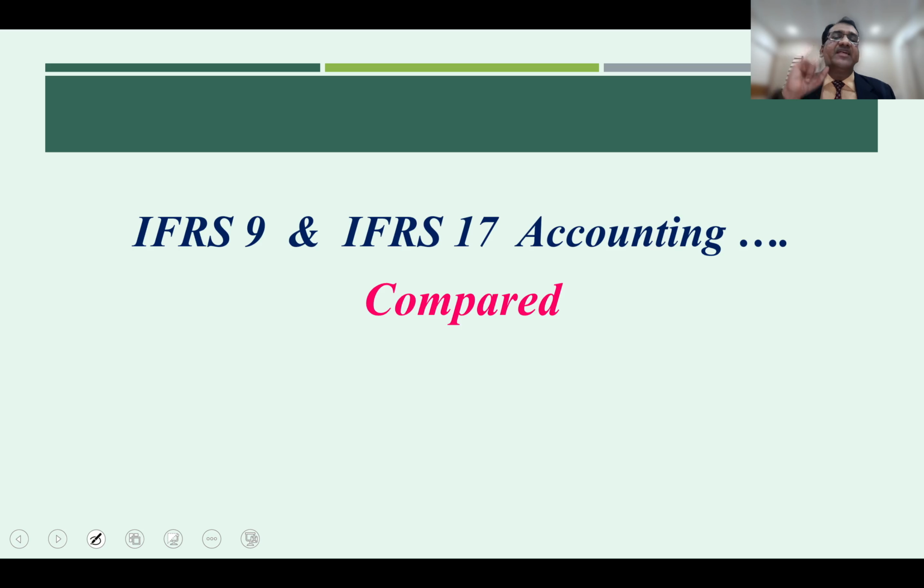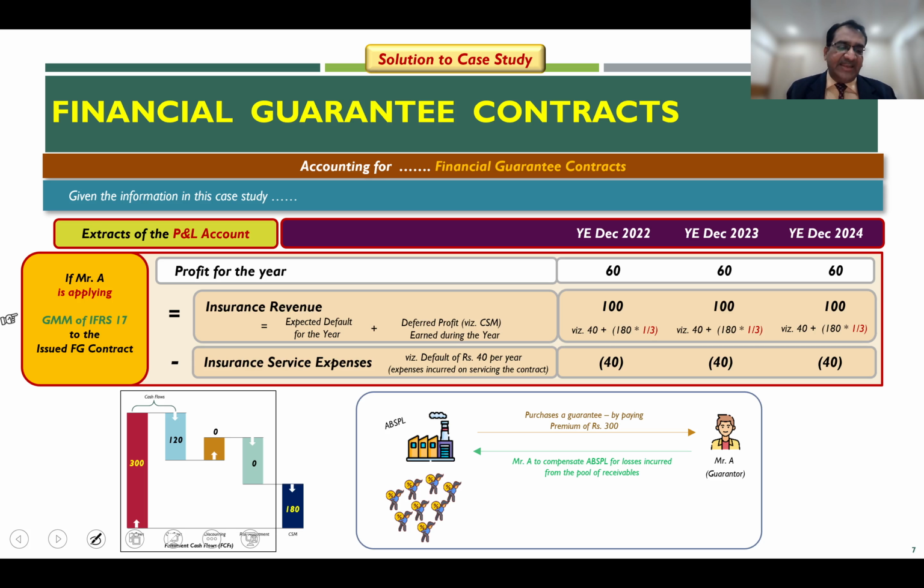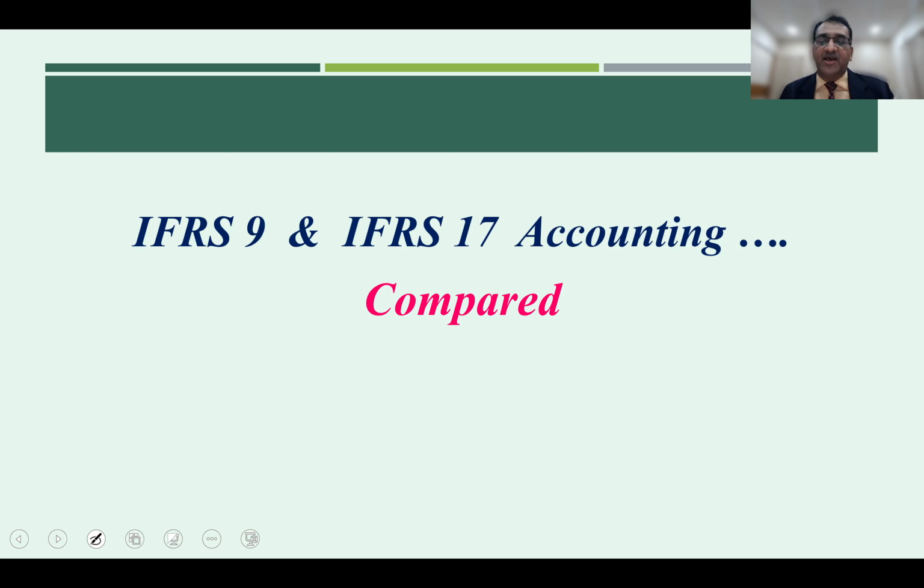Now, how would this compare? You have seen in slides number 6 and 7 how the extracts of the P&L and the balance sheet will be. But if you compare the same thing with what we would have recognized as part of the financial instruments standard, the next slide will tell you how the accounting between IFRS 17 and the financial instrument accounting compare with each other. Of course, the total profitability will remain the same, but the pattern of the revenue recognition will change.